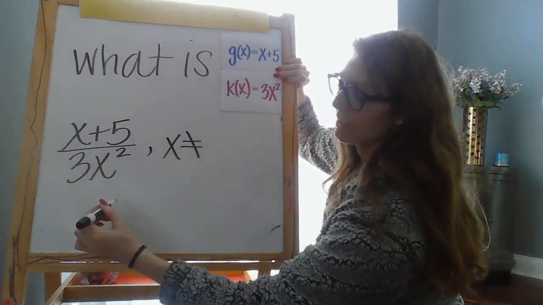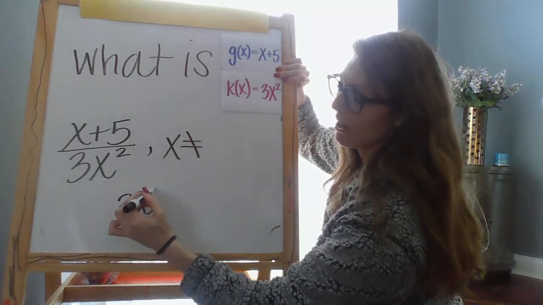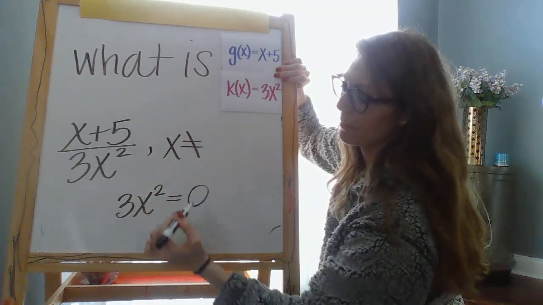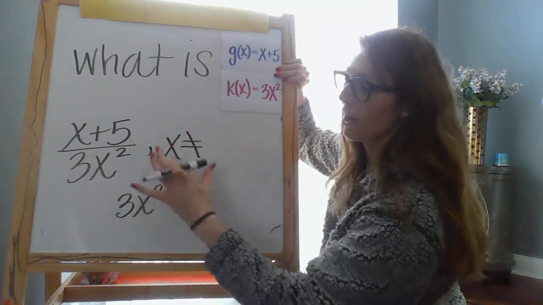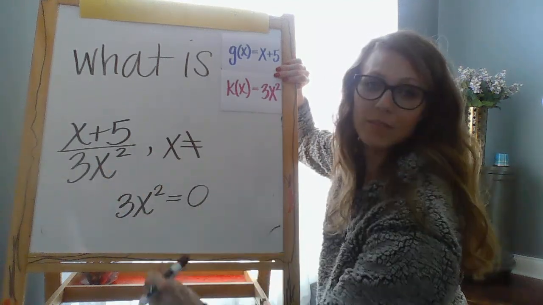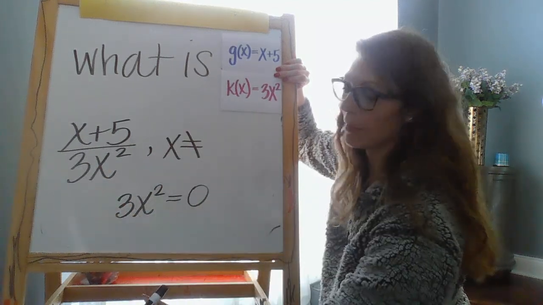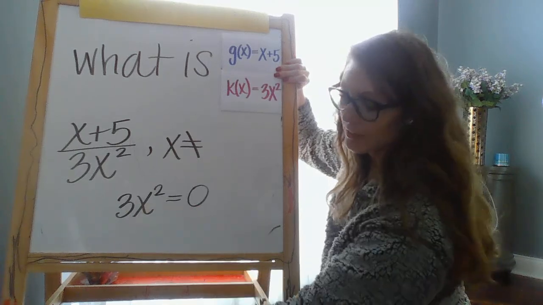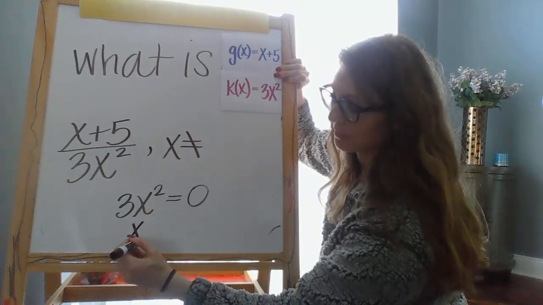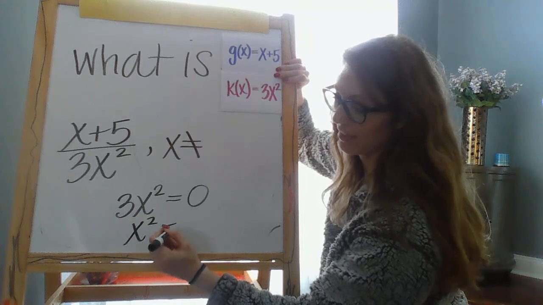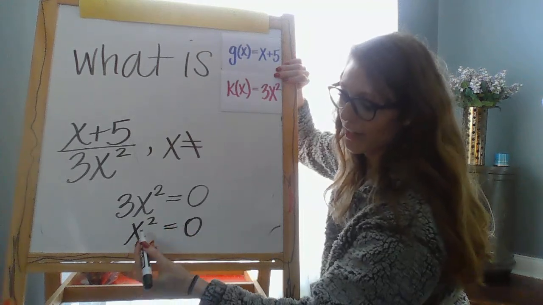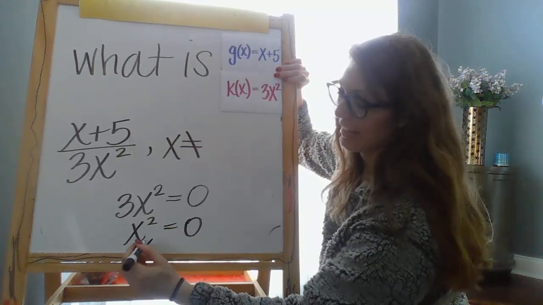What we're going to do to determine what those excluded values are is see when our denominator would equal 0. So basically off to the side, you're just going to set that second function, the one that was in the denominator, equal to 0. We could divide the 3 away. 0 divided by 3 is still just 0. So what value squared makes 0? Well, that is just 0.